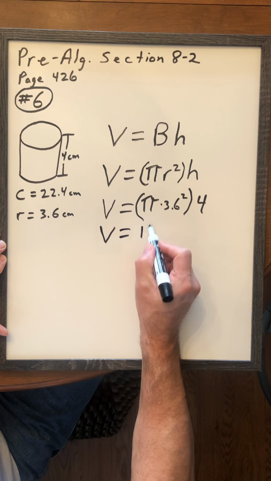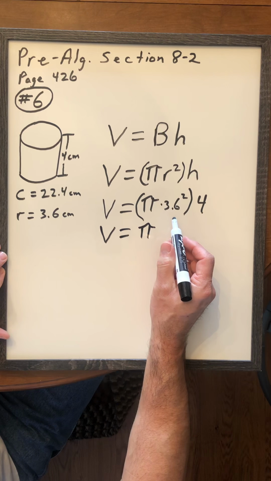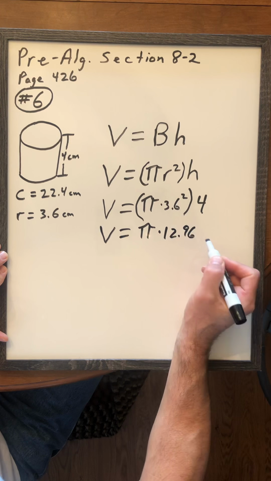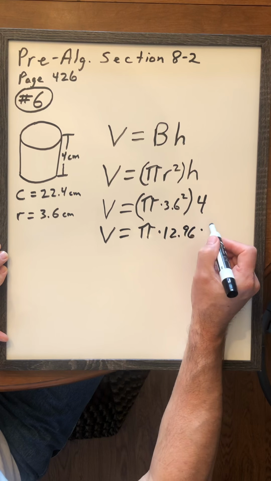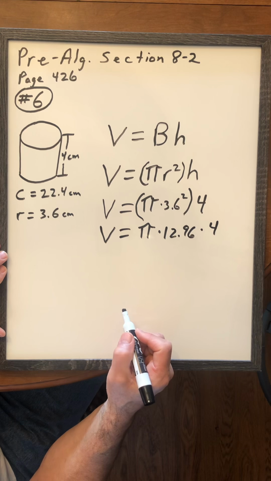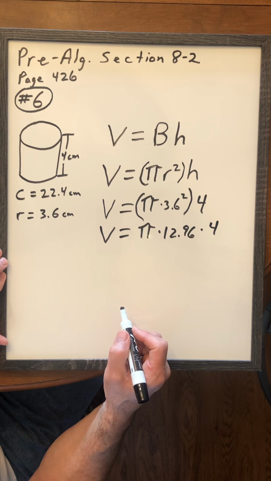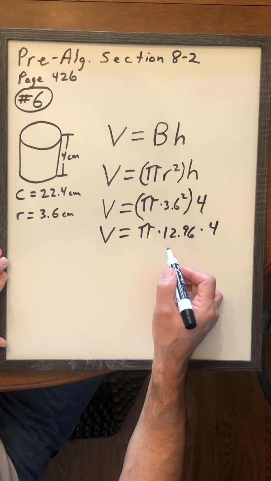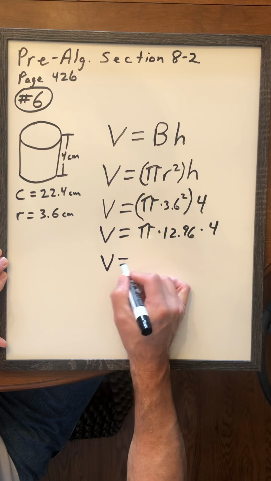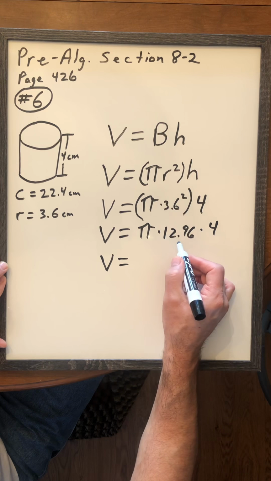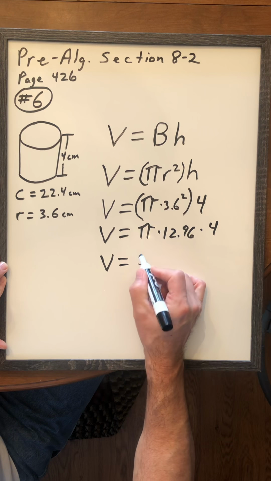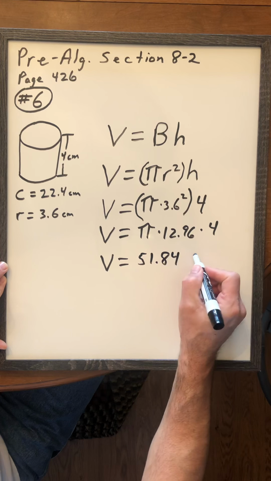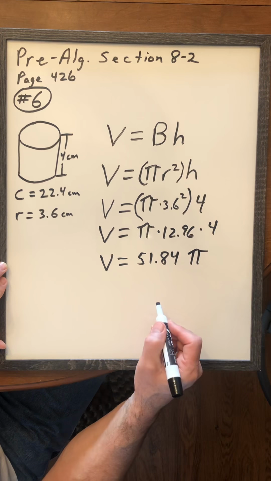And so I have pi, and then 3.6 times 3.6, that's going to be 12.96, and then it's going to be times the 4, the height. And so now we have 12.96, we can multiply times 4. And so our volume equals, and 4 times 12.96 gives me 51.84. And then we still have the pi symbol.